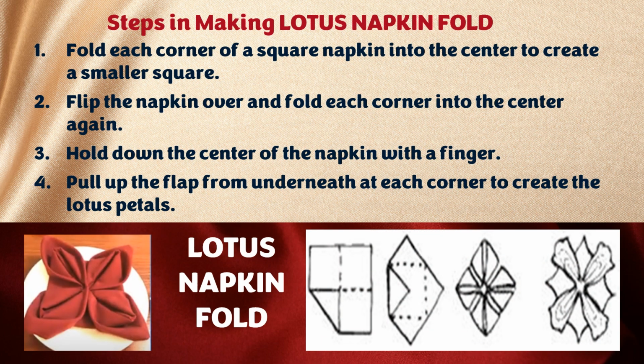The Lotus Napkin Fold. 1. Fold each corner of a square napkin into the center to create a smaller square. 2. Flip the napkin over and fold each corner into the center again. 3. Hold down the center of the napkin with a finger. 4. Pull up the flap from underneath at each corner to create the lotus petals.